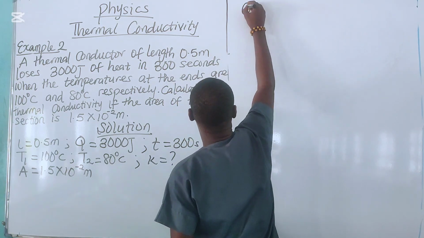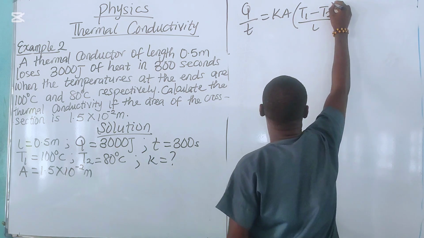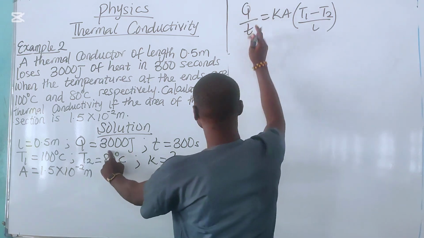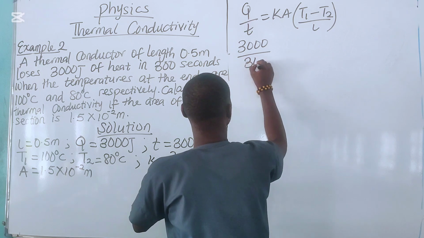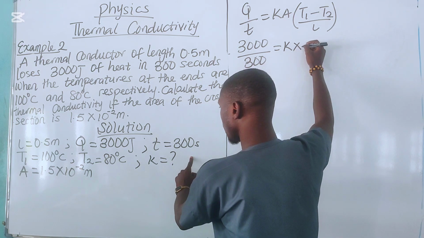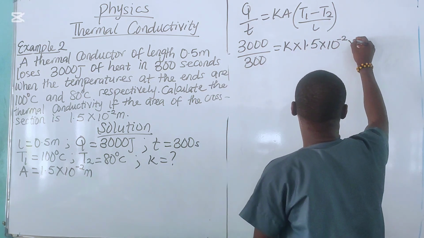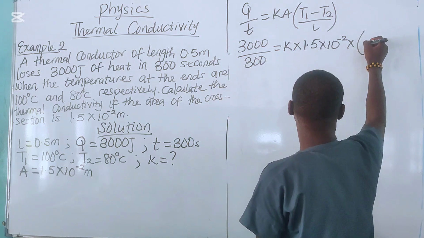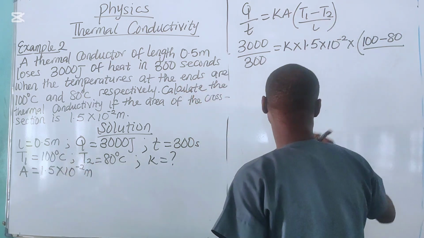Okay, so we know that the quantity of heat, Q over T, is equal to KA into T1 minus T2 over L. Okay, so let's substitute the values in order to find the value of K. All right, so Q we know is given to be 3,000. So 3,000 divided by T, which is given to be 300, is equal to K, which is the unknown variable, multiplied by A, which is the area. And the area is given to be 1.5 times 10 power minus 2 times T1 minus T2. And our T1 is given to be 100 and T2 is 80 degrees Celsius. So we have 100 minus 80 divided by L, which is the length of the conductor, and we are given 0.5.